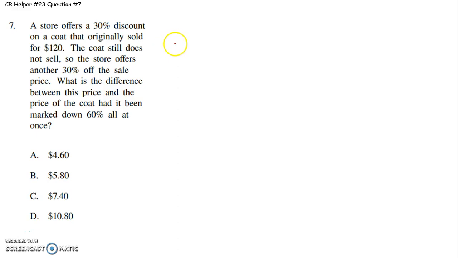Seventh graders, this is to help you with question 7 on CR 23. It says a store offers a 30% discount on a coat that originally sold for $120. The coat still does not sell, so the store offers another 30% off the sale price. What is the difference between this price and the price of the coat had it been marked down 60% all at once? Okay, so the first thing I'm going to do is a 30% discount.